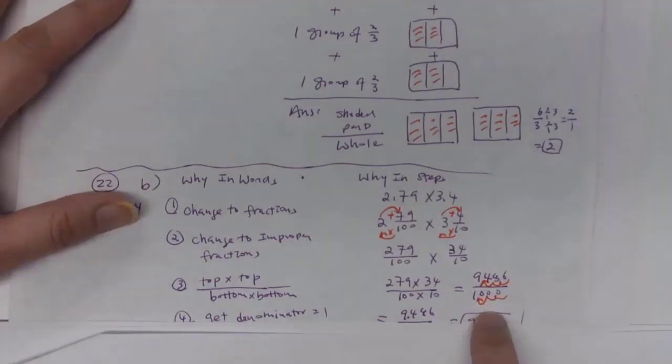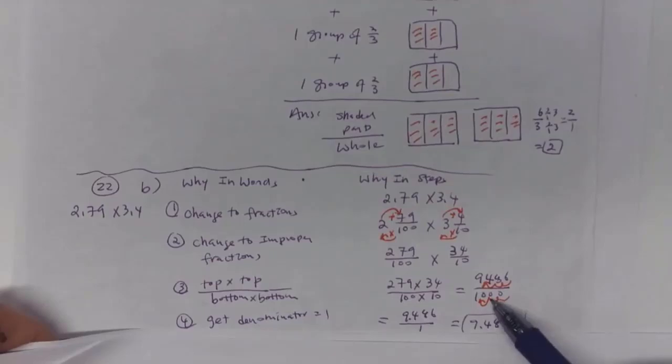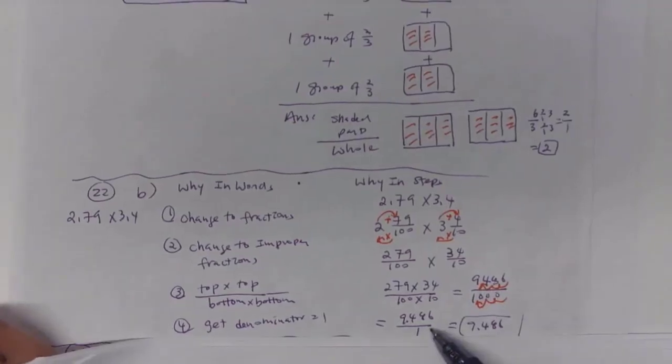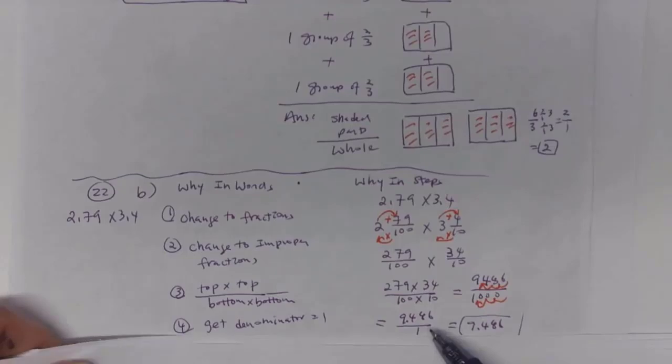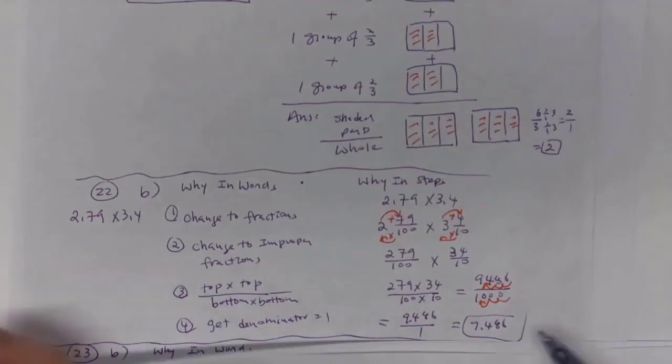9,486 over 1,000. And I want to move my decimal places for the denominator. So the denominator would be 1. Move the same number of decimal places to the top. So now I have 9.486 over 1. So the answer is 9.486 for 22B.